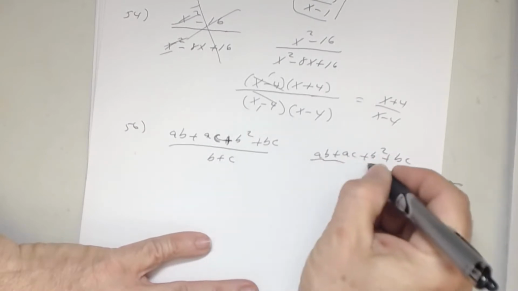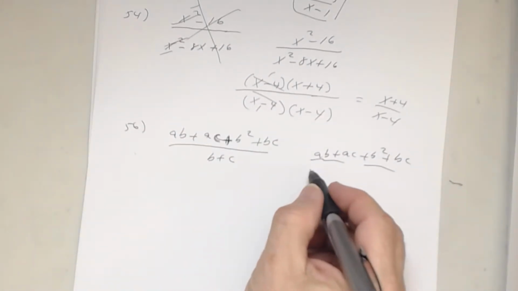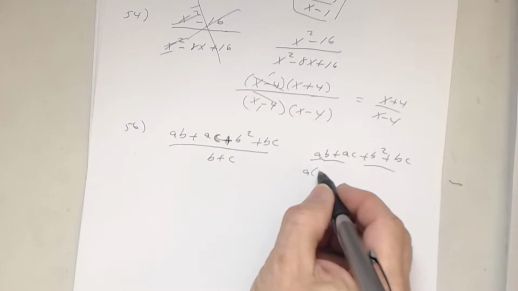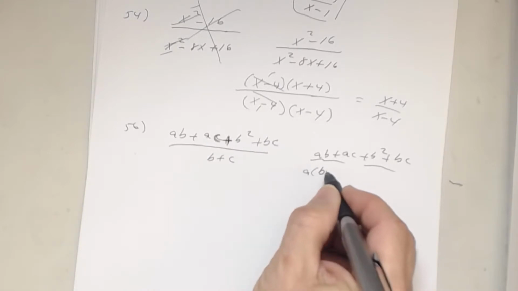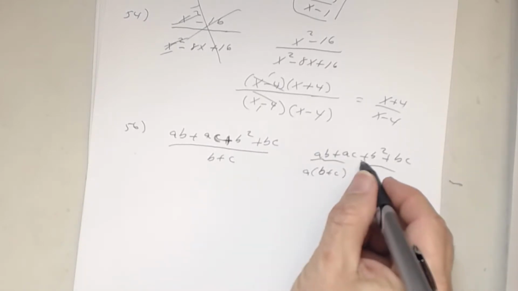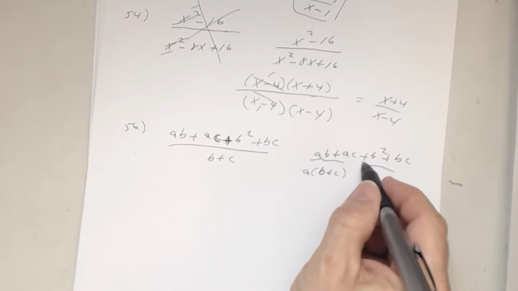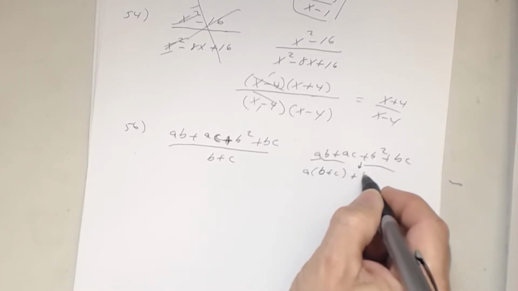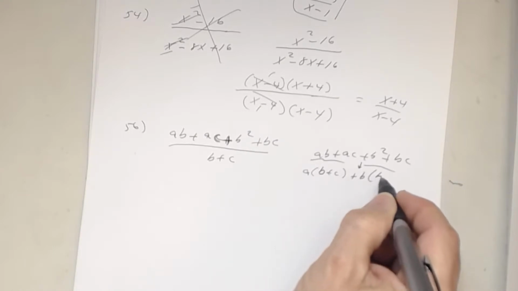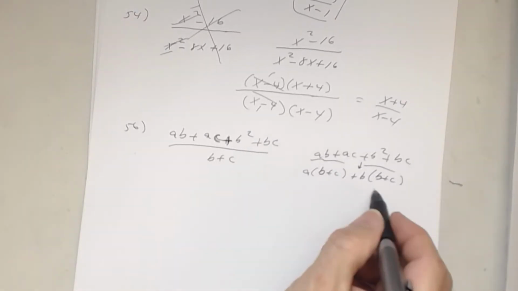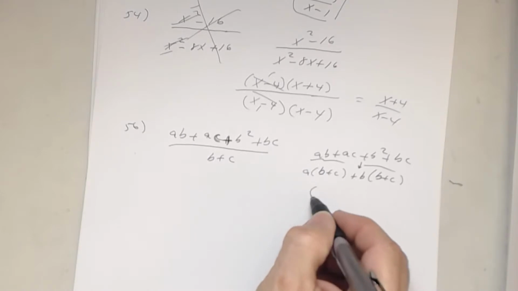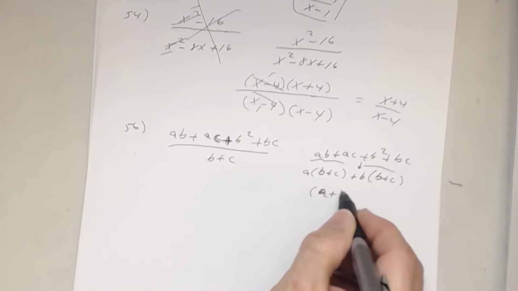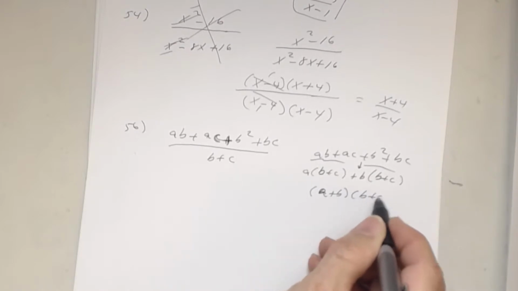All right, in the first group, what can I factor out? A. And you're left with A times what? B plus C. Now remember the middle sign, so I'm going to factor out a positive B, and I'm left with B plus C. So when I factor the numerator, what's my factor now? A plus B times B plus C. Y'all agree?